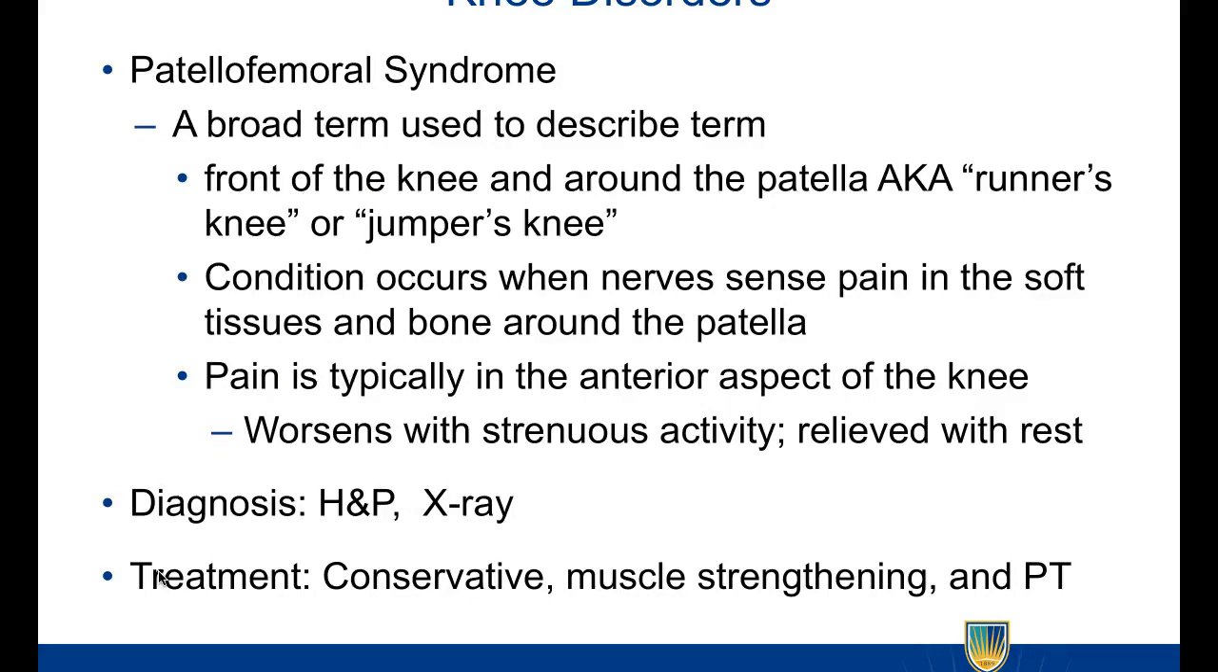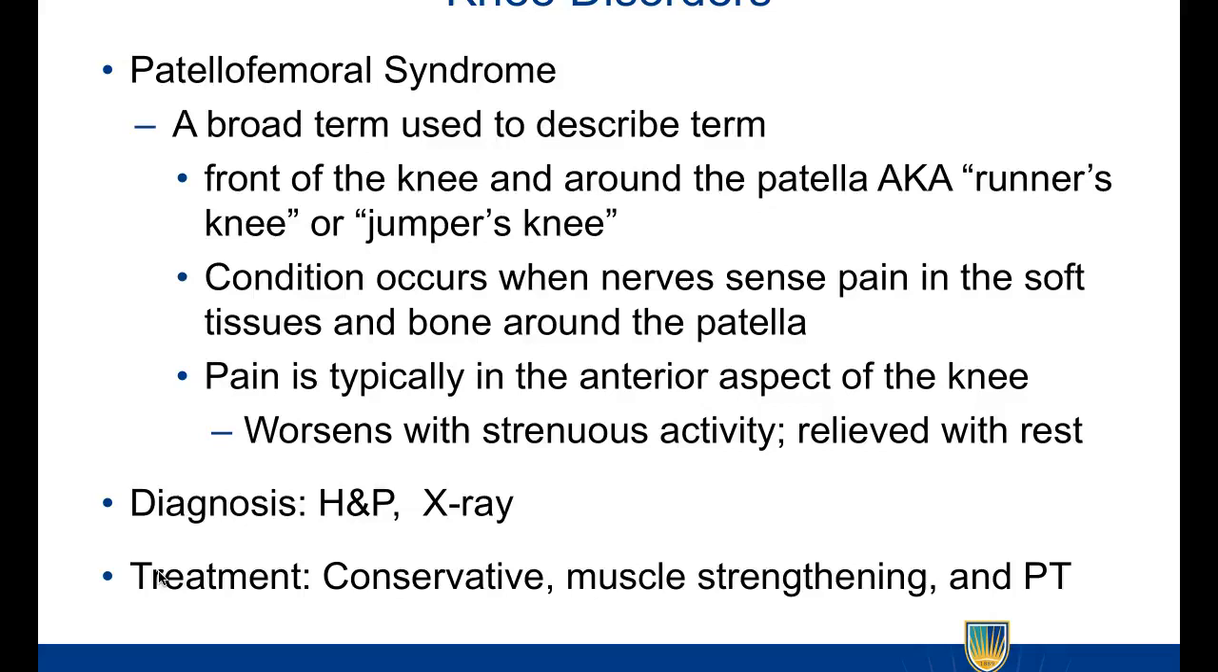Patellofemoral syndrome is a broad term used to describe pain in front of the knee and around the patella. It is sometimes referred to as runner's knee or jumper's knee because it's common in people who play sports. However, the condition can occur in non-athletes as well as regular people. The condition occurs when nerves sense pain in the soft tissue and bone around the patella. The soft tissue includes the tendon, the fat pad beneath the patella, and the synovial tissue that lines the knee joint.